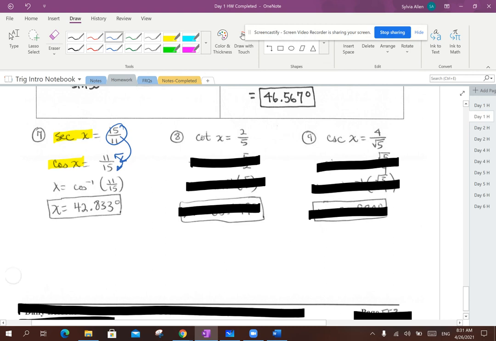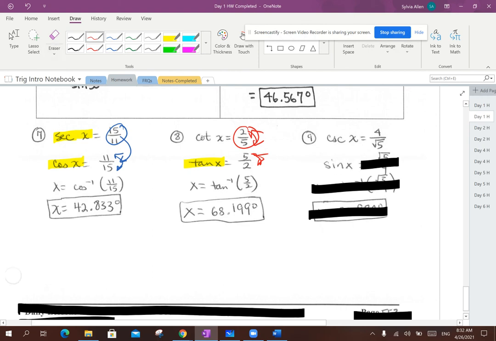Now try that for number 8 and number 9. So cotangent x, we are going to do the reciprocal. So we're changing it to tangent x, and then we are going to flip, okay? Then we're going to take tangent inverse and find our x value. Cosecant, remember that the reciprocal is sine, and then we need to flip. Okay, so we're going to flip this, and then we're going to take sine inverse, and then we find out the degrees.